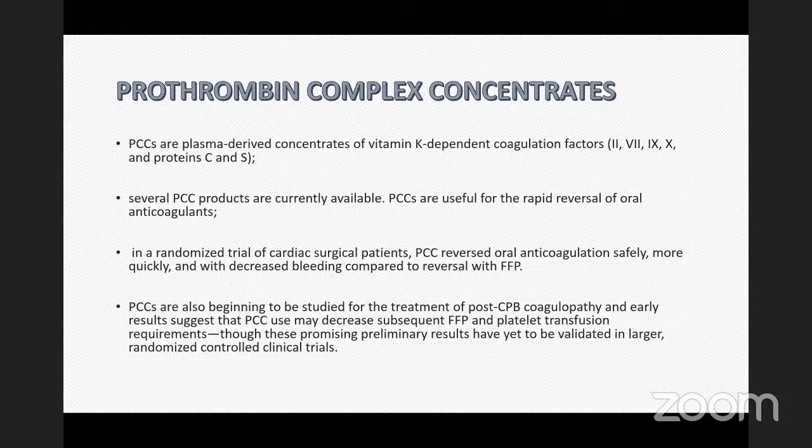The last one is the prothrombin complex concentrates, or PCC. PCCs are plasma-derived concentrates of vitamin K dependent coagulation factors, as we know, factors 2, 7, 9, and 10, and proteins C and S. Several PCC products are currently available. PCCs are useful for rapid reversal of oral anticoagulants like warfarin. In a randomized trial of cardiac surgical patients, PCC reversed oral anticoagulation safely, more quickly, and decreased bleeding compared to reversal with FFP.